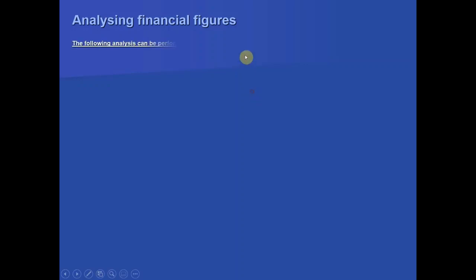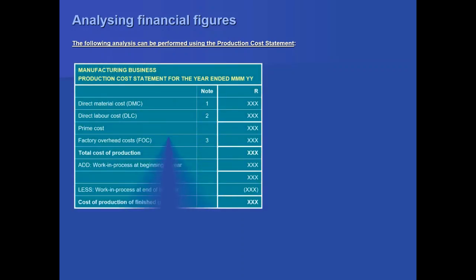Now that we focus on the structure of financial statements for a manufacturing enterprise, let's focus on analyzing these financial figures. So firstly, we are going to look at what analysis we can do in terms of the production cost statement. Now the key you will see with much of this analysis is to always divide things by the number of units produced.